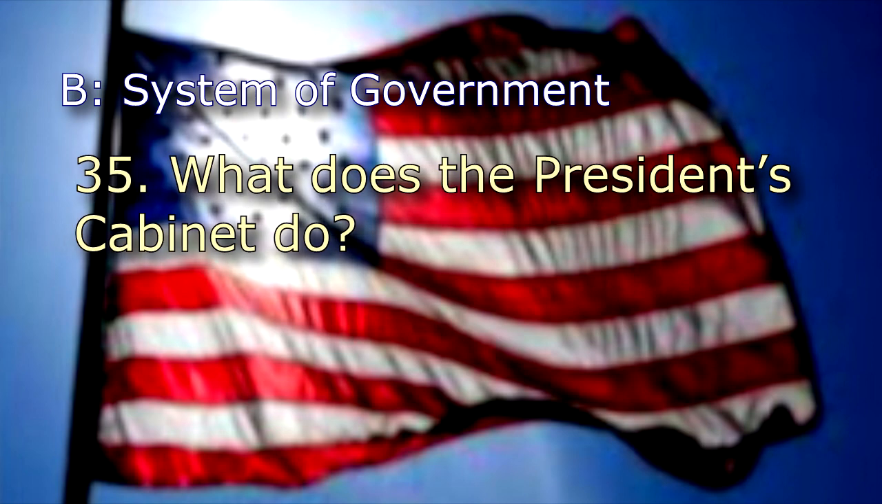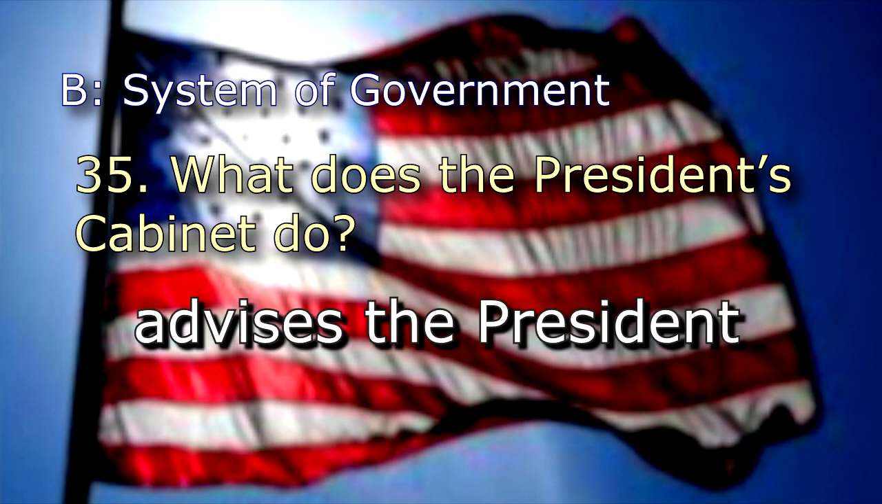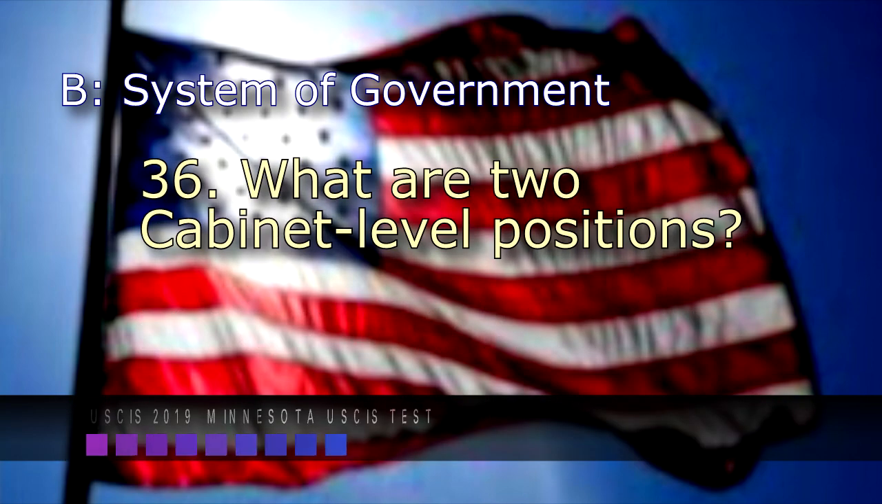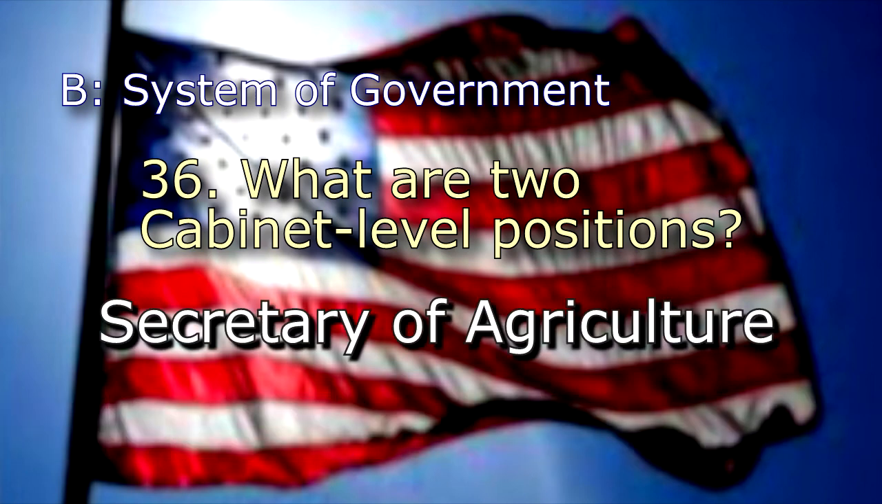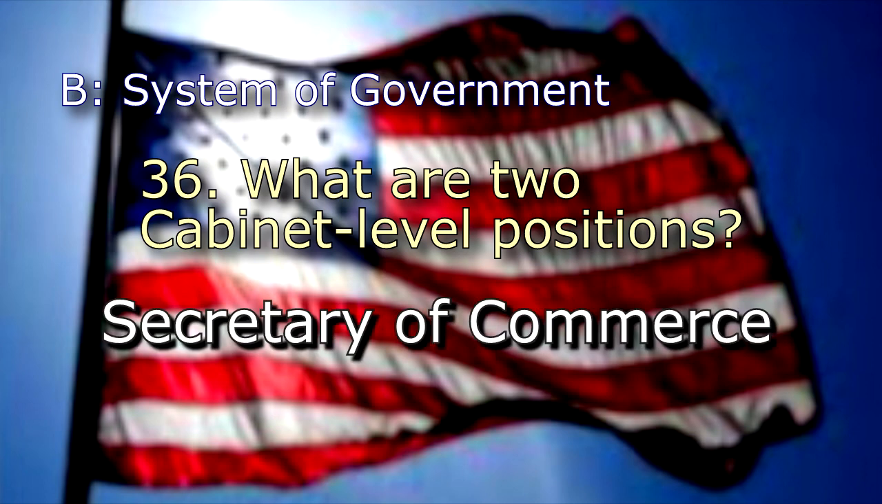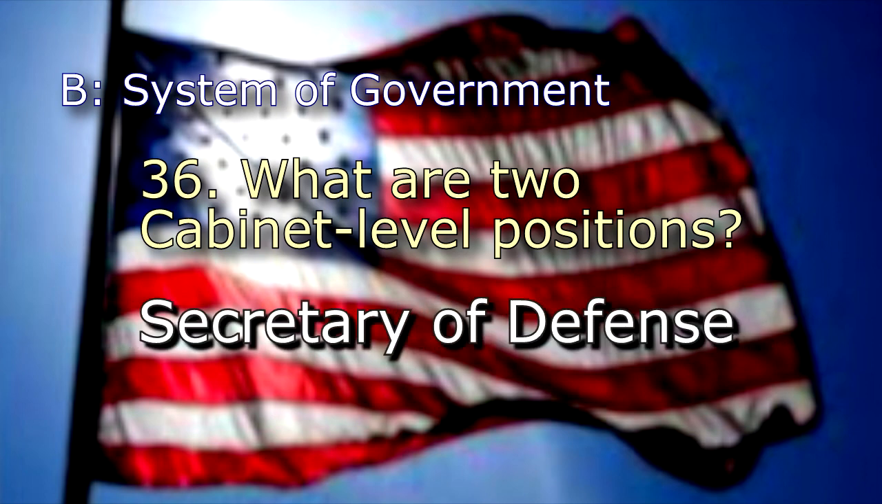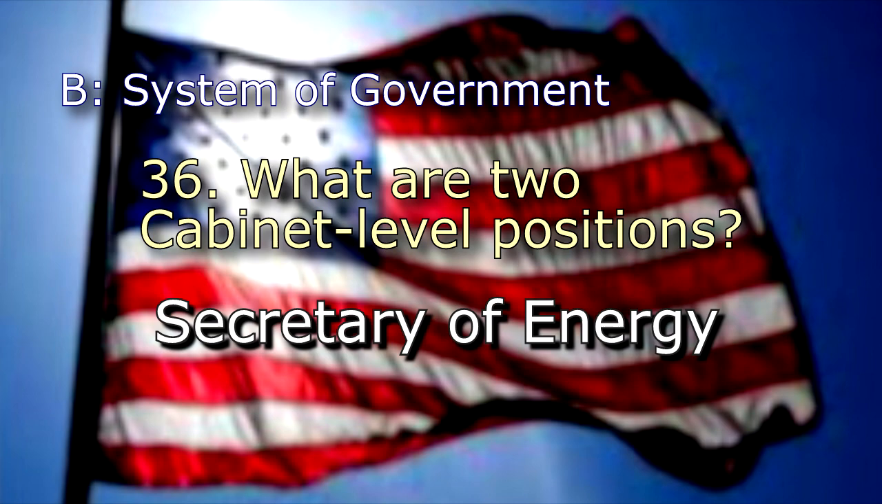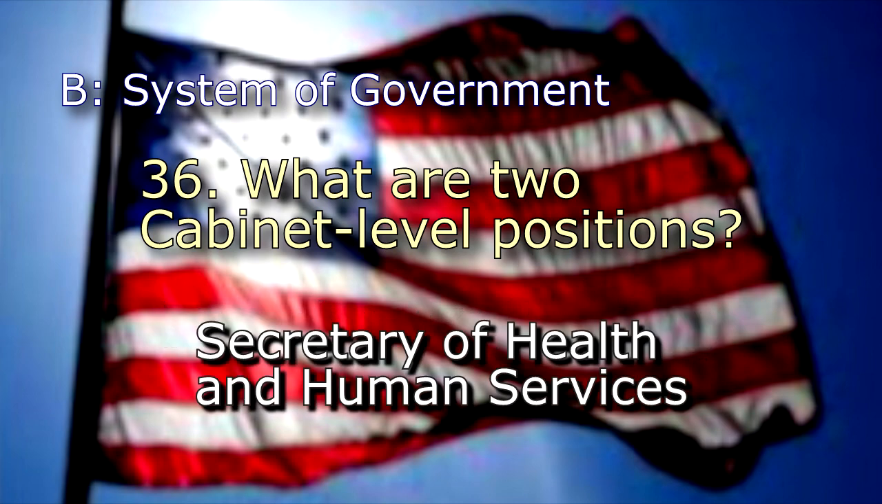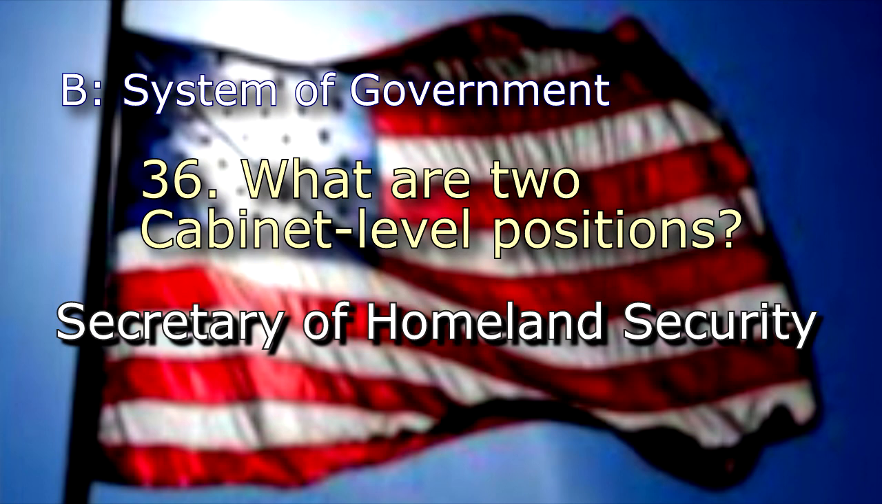35. What does the President's cabinet do? Advises the President. 36. What are two cabinet-level positions? Secretary of Agriculture. Secretary of Commerce. Secretary of Defense. Secretary of Education. Secretary of Energy. Secretary of Health and Human Services. Secretary of Homeland Security.